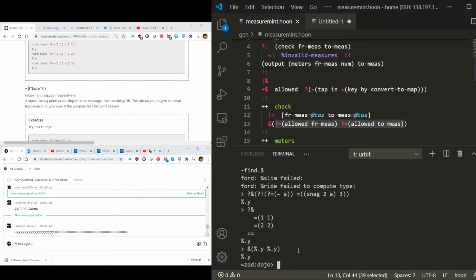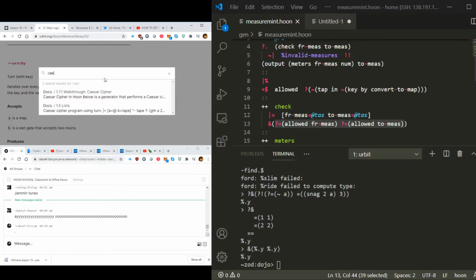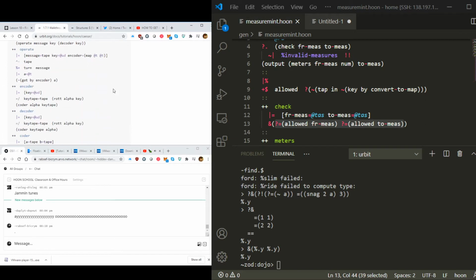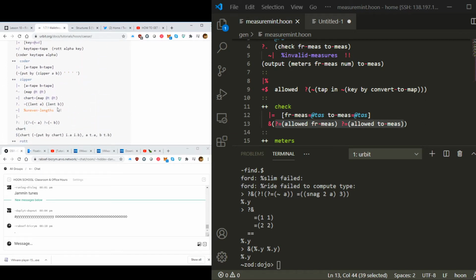Okay, next, a stack tracing printf. You have seen this in the last lesson, sigbar, then some error message, zap zap. That was in the Caesar cipher. It was where it checks for the length of the two tapes, and it makes sure that they're the same. So with this notation, if your lengths were not the same, it would give you an error message, uneven lengths, and then crash the program, and give you a stack trace to that point. We're going to use that as well.